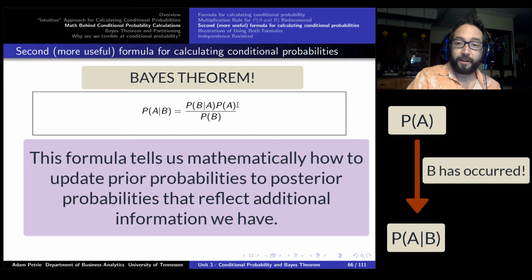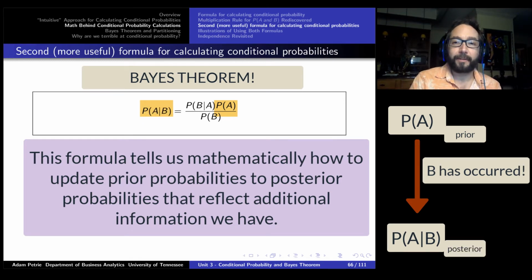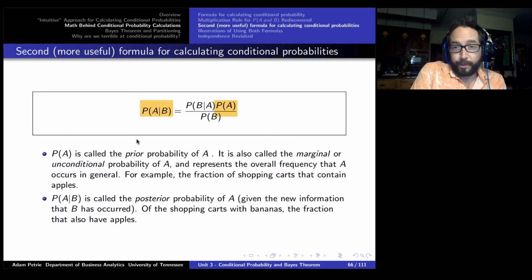We essentially start out with the prior probability, multiply it by some number we'll have to compute, to get that posterior probability. So once we know that B has occurred, the probability of A might have gotten bigger, might have gotten smaller. The amount by which it's changing is the ratio of these two quantities here.